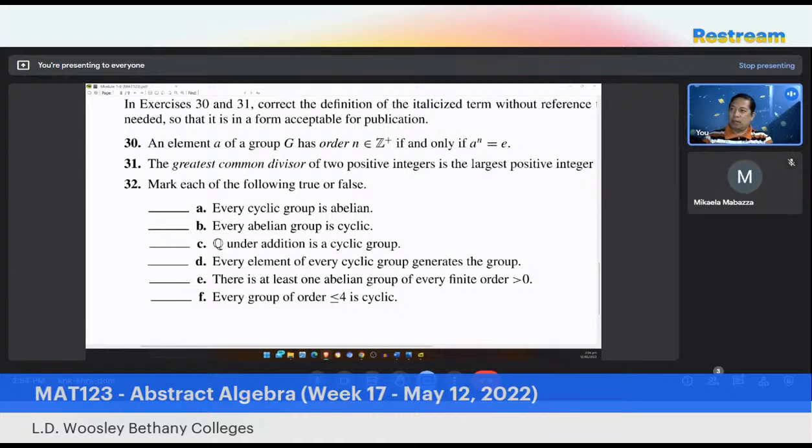True. Okay, it's true. Right. Letter F: every group of order less than or equal to 4 is cyclic.